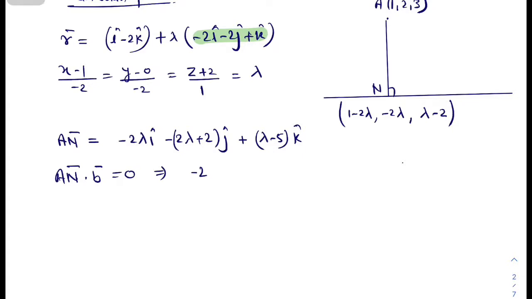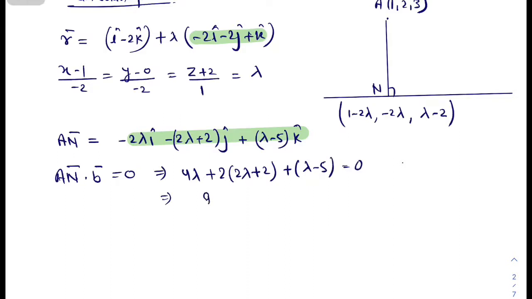So I am taking the dot product directly of this vector and this vector. Consider the dot product of these two vectors, so it will be 4 lambda plus 2 into (2 lambda plus 2) plus (lambda minus 5) is equal to 0. So this is 4 plus 4, 8, 9 lambda. 9 lambda is equal to 5 minus 4, that is 1, and lambda comes out to be 1 upon 9.